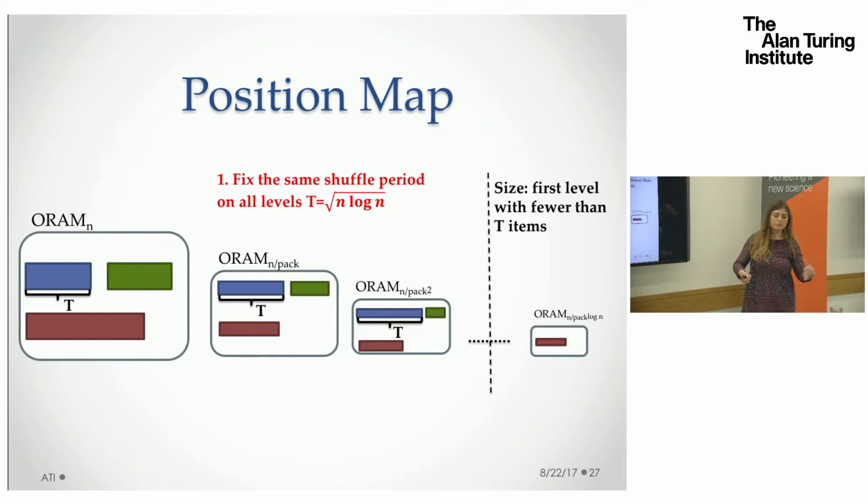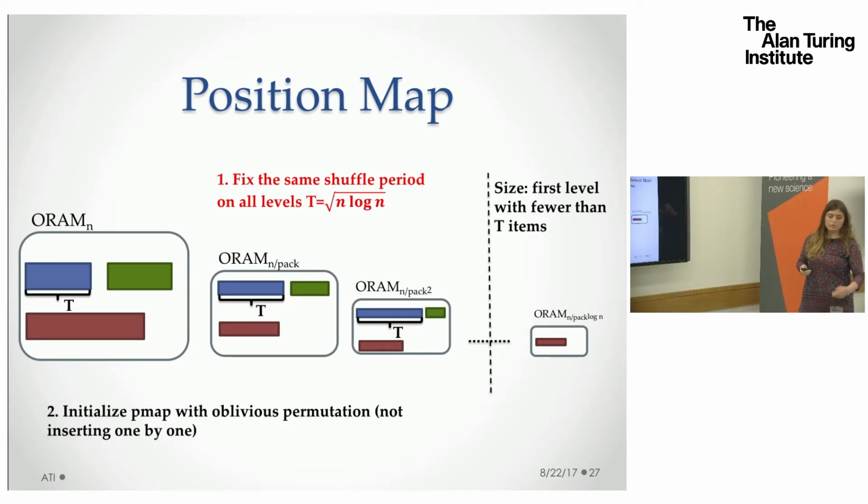I mean, not the dummy items, but the dummy accesses, really. So what the construction looks like is you have these recursive steps that stop once you reach this size of square root of n log n. The smallest one is just accessed using linear scan. For all the rest of them, we have the same stash size. And when we want to initialize the position map, we don't really insert each of the blocks of the position map in the smaller ORAM. We just do one oblivious permutation to initialize the smaller ORAM.